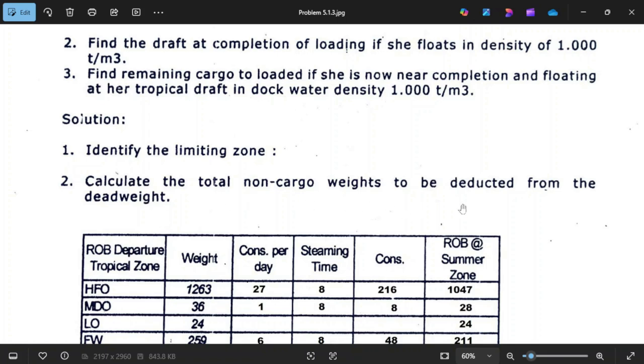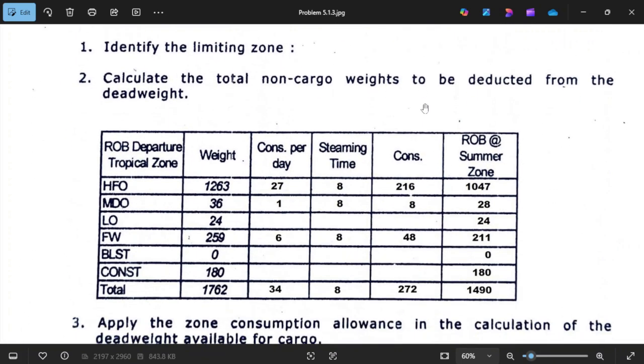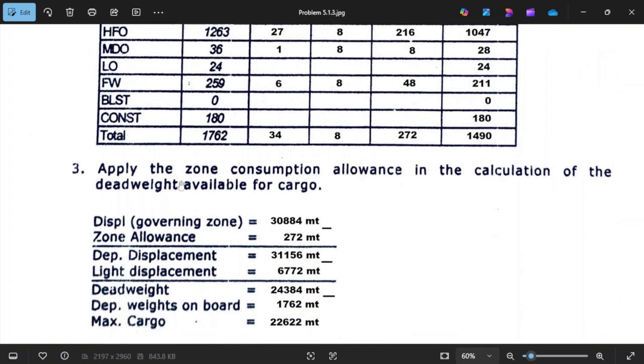Calculate the total non-cargo weights to be deducted from the dead weight. So non-cargo weights, the ROBs prior to departure, is this one, 1762. These are the non-cargo weights to be deducted from the dead weight later. And number 3 says apply the zone's consumption allowance in the calculation of the dead weight available for cargo.